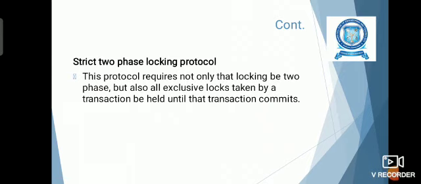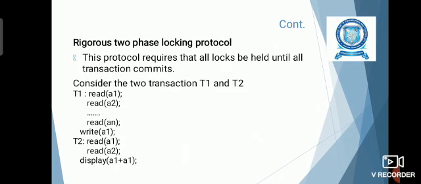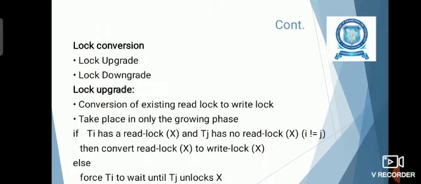Now, strict two-phase locking protocol means this protocol requires not only that the locking be two-phase, but also that all exclusive locks taken by a transaction be held until the transaction commits. Rigorous two-phase locking protocol means this protocol requires that all locks be held until the transaction commits.